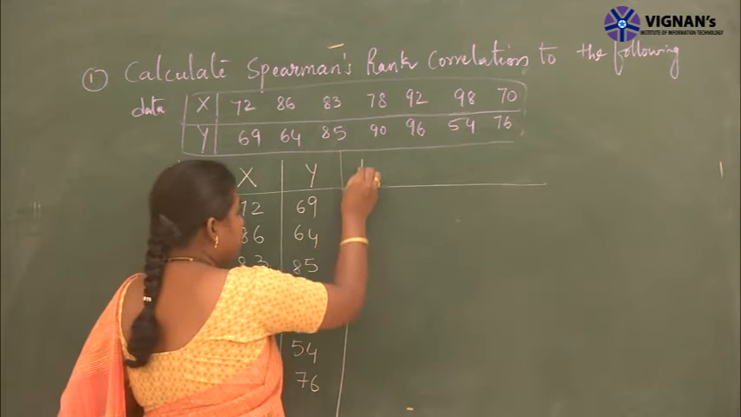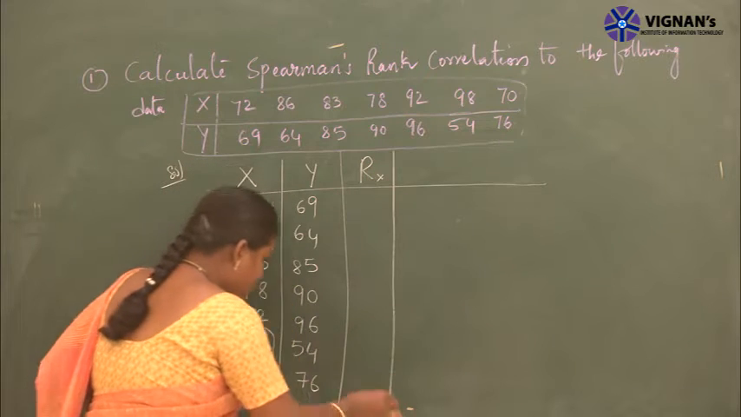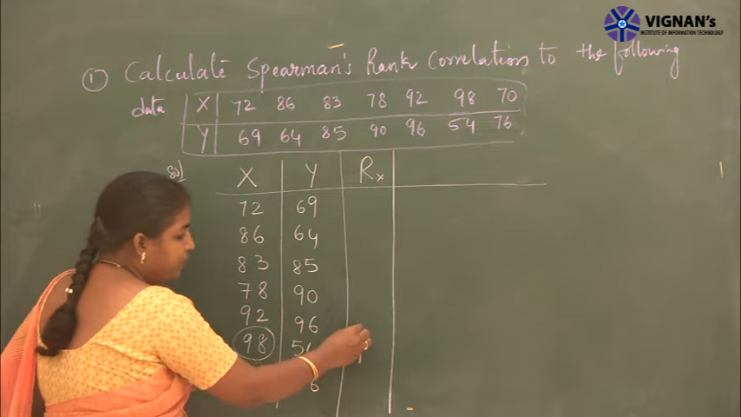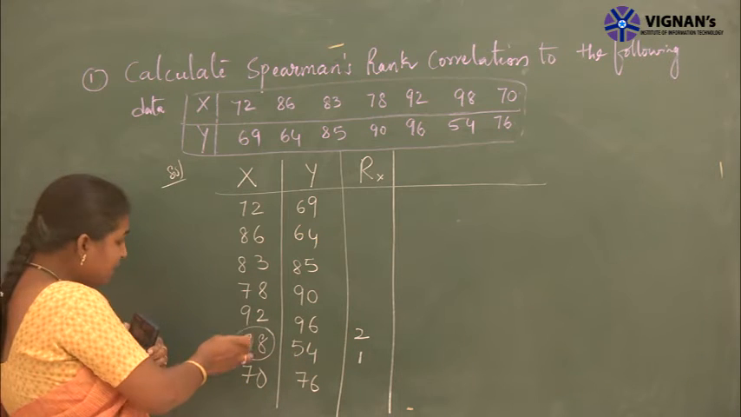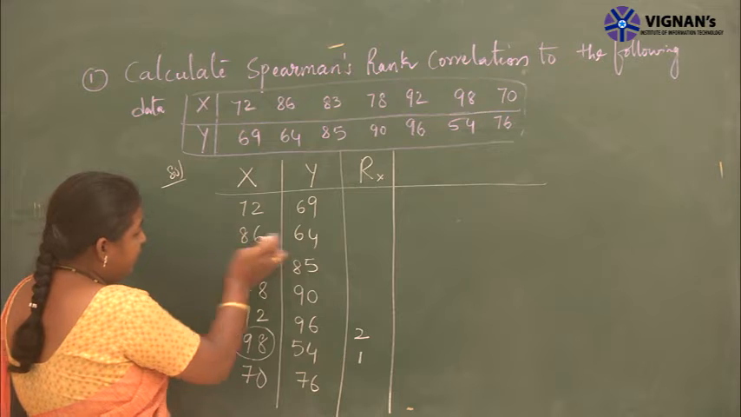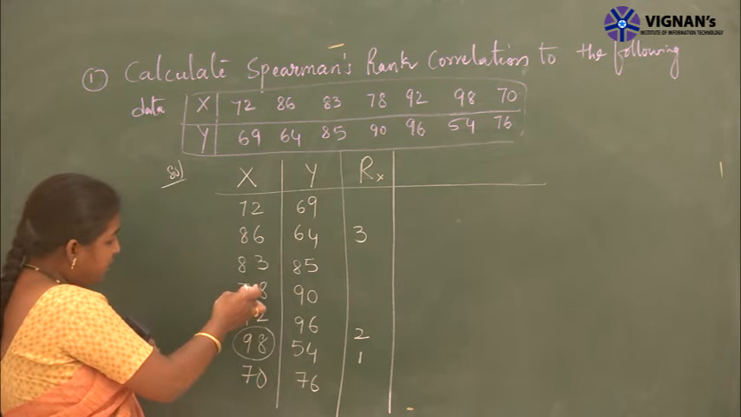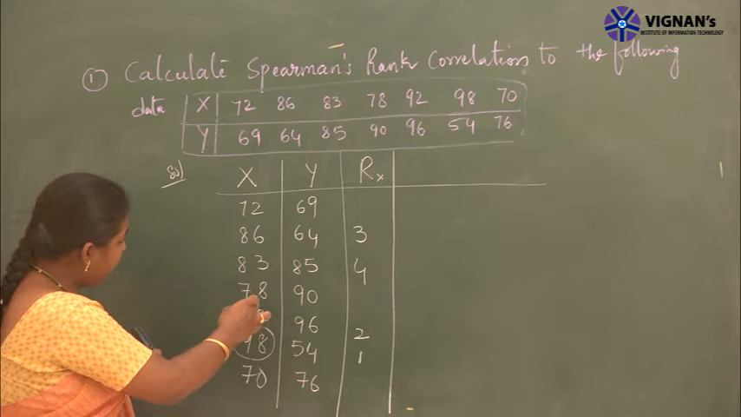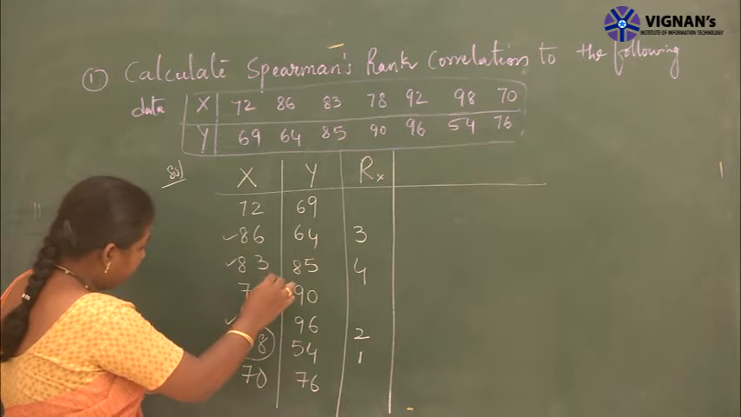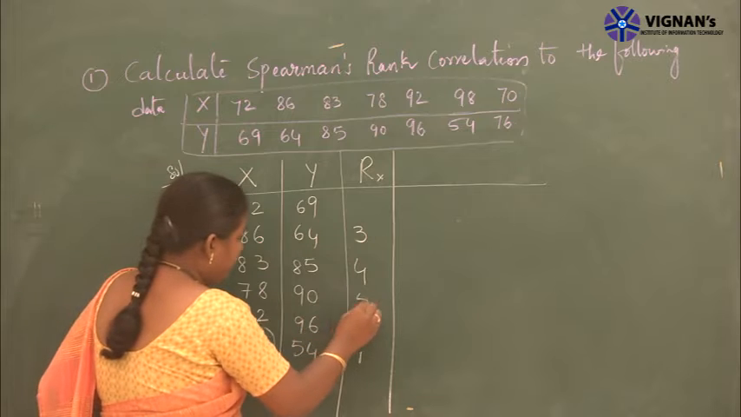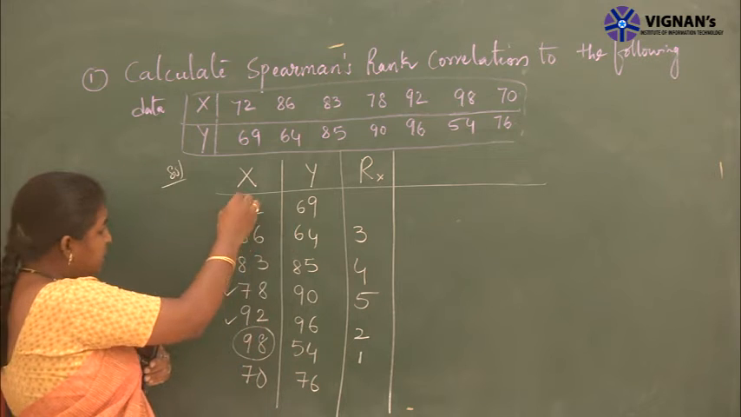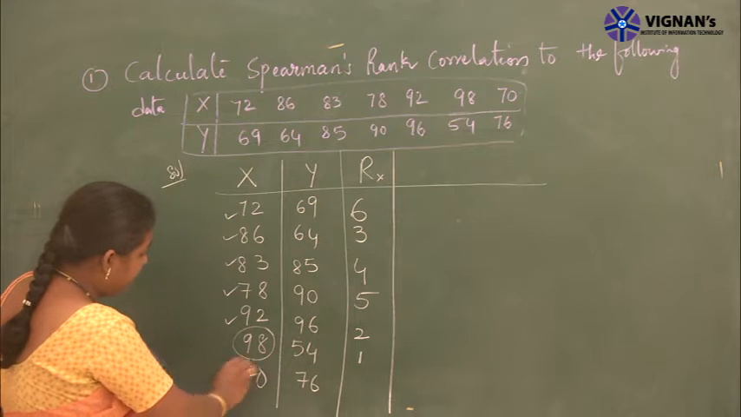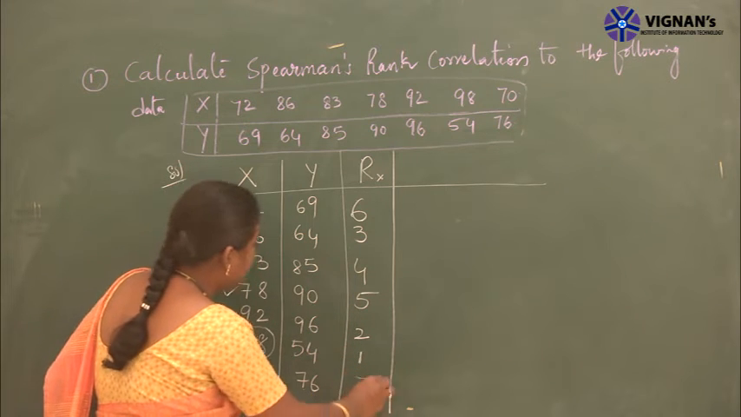The rank of x is represented by Rx. We give 98 the first rank. The next maximum is 92, rank 2. Next maximum is 86, rank 3. Next is 83, rank 4. The next maximum is 78, rank 5. The next maximum is 72, rank 6. And the next is 70, rank 7.